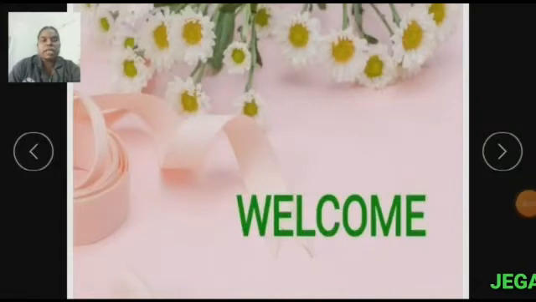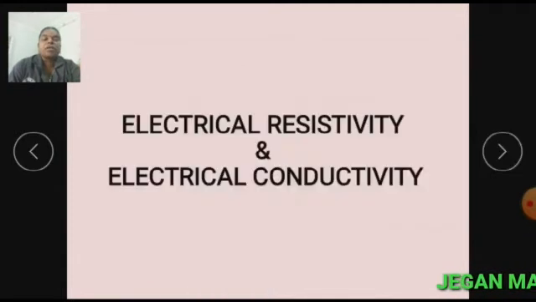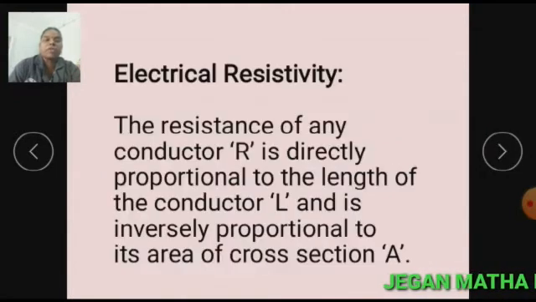Welcome to science class. This is the continuation class of the chapter electricity. In this class I am going to explain about electrical resistivity and electrical conductivity.